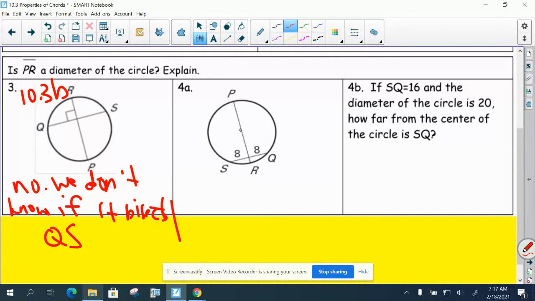4a. Here you have a chord. It's bisecting, but you don't know if it's perpendicular. Okay, so no, we don't know if it's perpendicular.